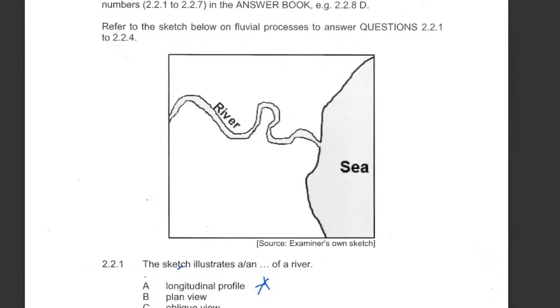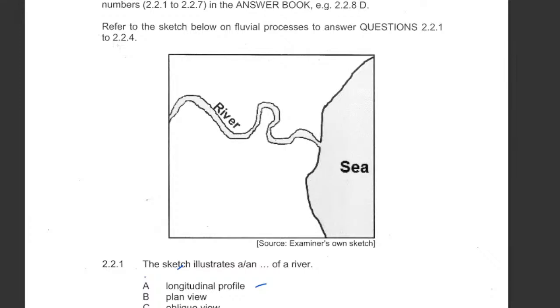Sorry, I was still resuming here. I was saying that the sketch below indicates the fluvial process. We're answering questions 2.2 to 2.4. Here we have a longitudinal profile. We know that in the longitudinal profile we see the diagram from the source to the mouth. But here we are only seeing the mouth. We can't see the source, so it can't be a longitudinal profile.